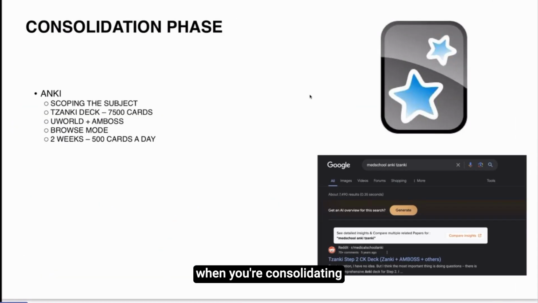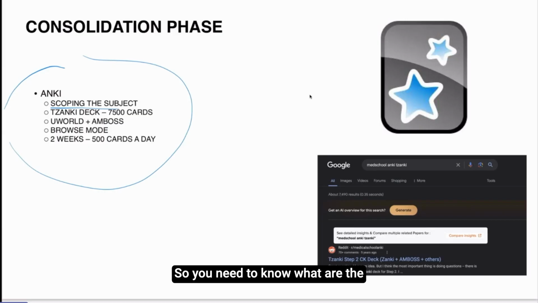Okay. In terms of consolidation phase, this also has 2 phases as we went through with Step 1. Consolidation phase is when you're consolidating information, and then execution is when you're executing on it. Because Step 2 is vast, you need to know what the boundaries of Step 2 are to see what to learn and what not to learn. I use a deck called Tazanki deck. For anyone who stays till the end, I'll share the link of all these resources and you can get them. I started with Tazanki deck.